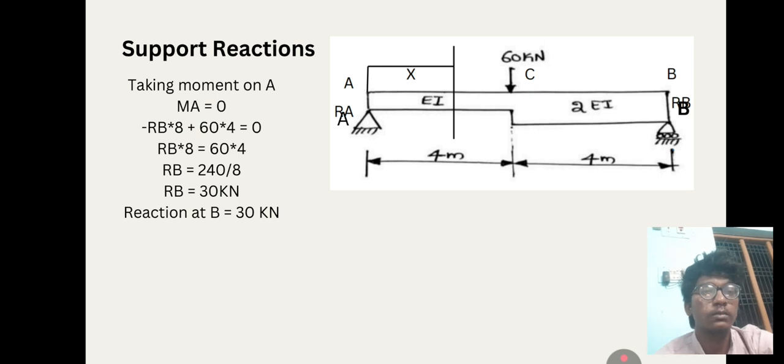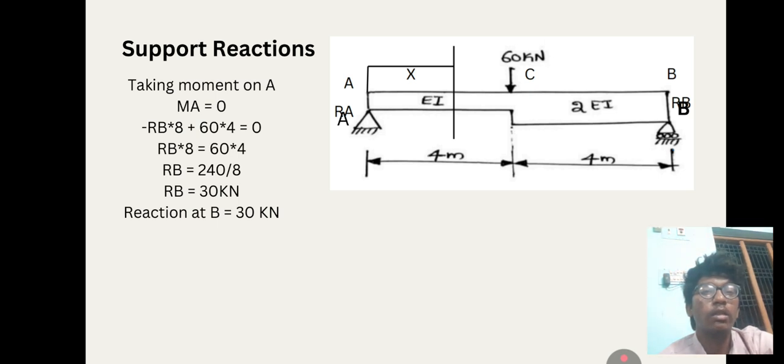Support reactions. By taking moment about A, sum of moments at A equals 0: minus RB into 8, because it is acting anti-clockwise, plus 60 into 4, the load acting clockwise with respect to point A. Minus RB into 8 plus 60 into 4 equals 0. RB into 8 equals 60 into 4, and RB equals 240 by 8. 8 3s are 24. RB equals 30 kilonewtons.